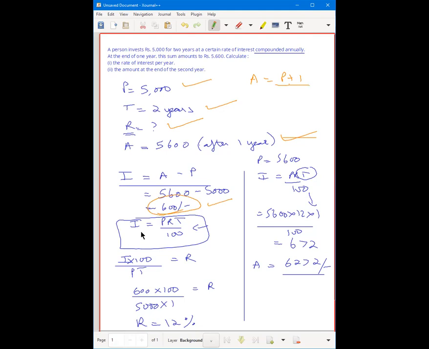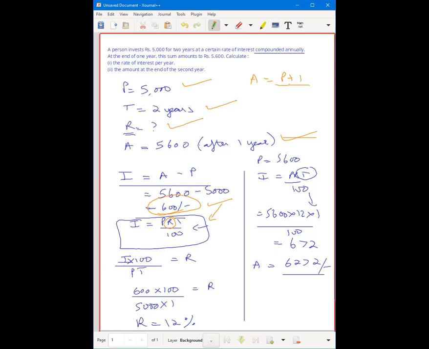Yes, sir. Now using this 600, I can just put it into this formula. We'll get the rate of interest, R, because we know I is equal to PRT upon 100. Got it? So R will be equal to I into 100 upon PT. That's how we got the rate of interest.